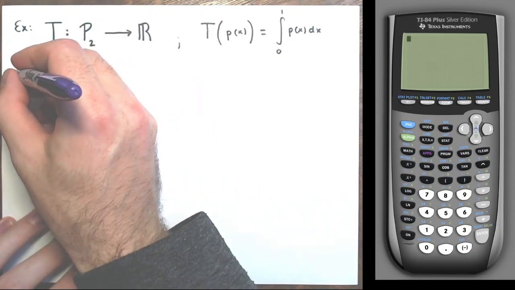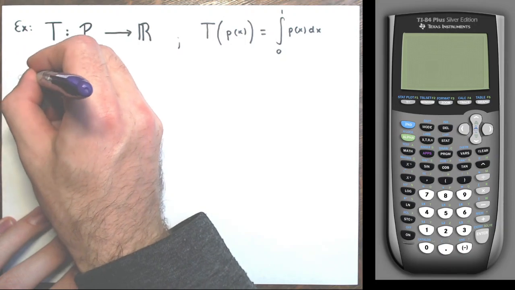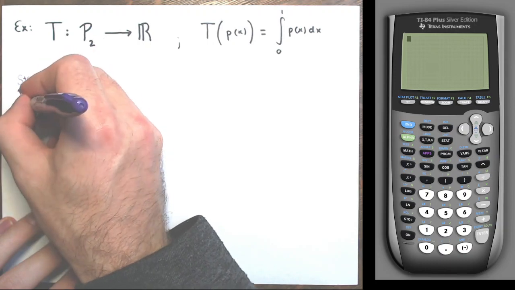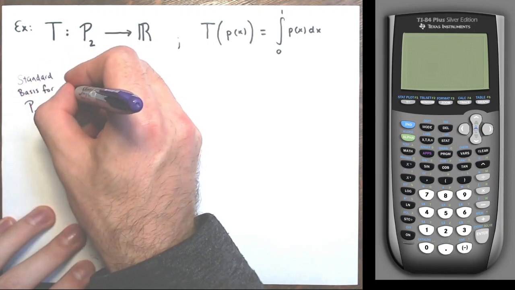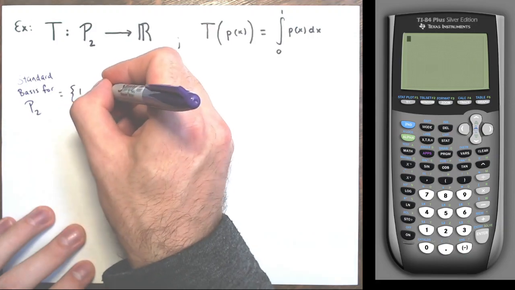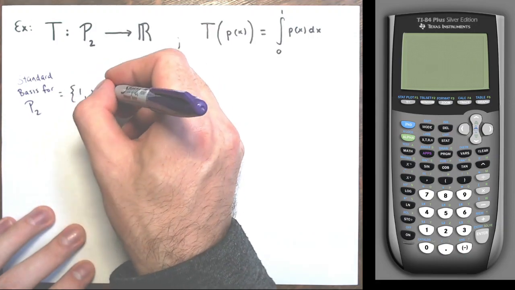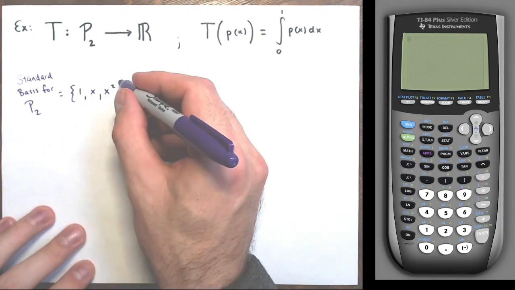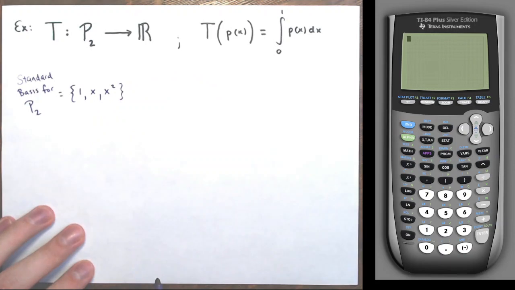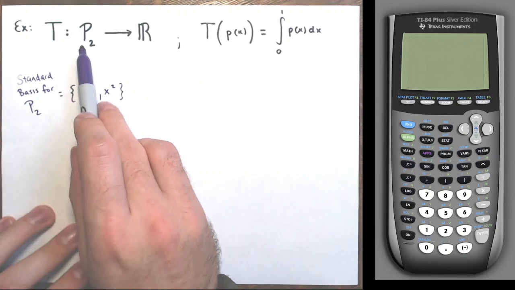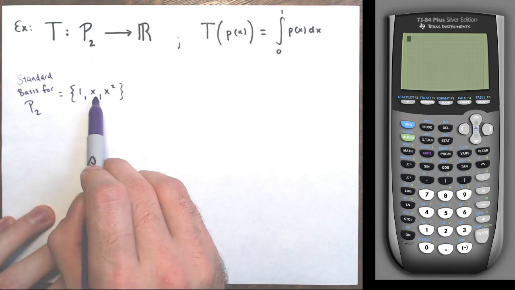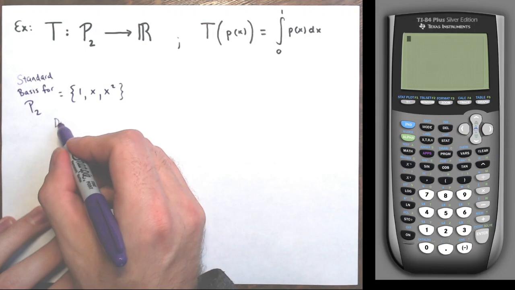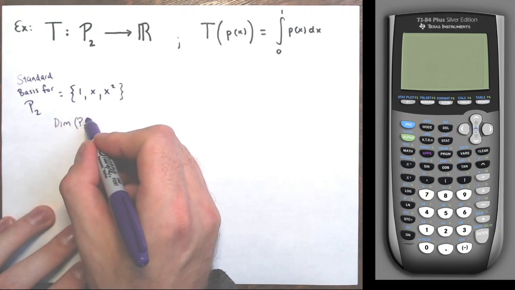All right, so for the domain, what's the standard basis for P2? Now we've seen that, right? That's 1, x, x squared, or you could write it as x squared, x and 1, or whatever order you want. But whatever order you write it, make sure you stick to that order. Be consistent. I'm going to do it the same order I did earlier. So remember, every polynomial of degree 2 or less is a linear combination of these three, and these three are linearly independent.